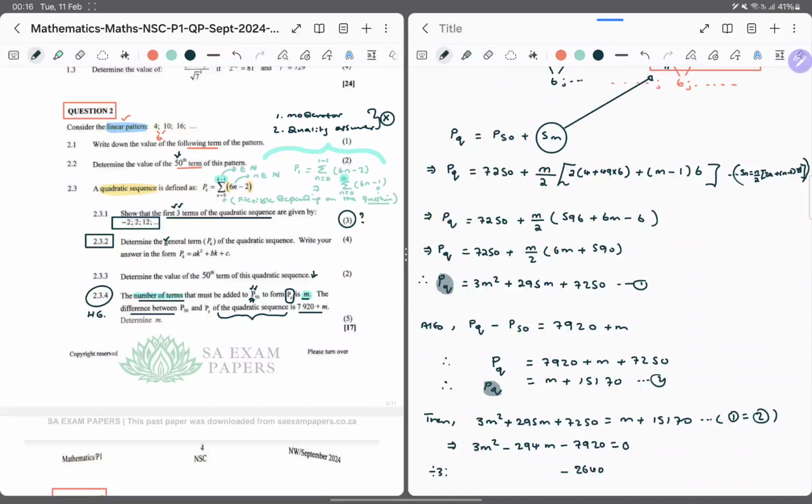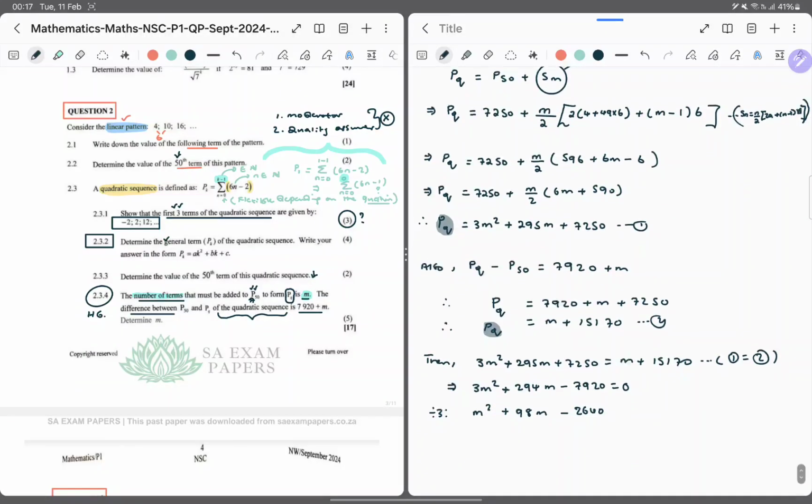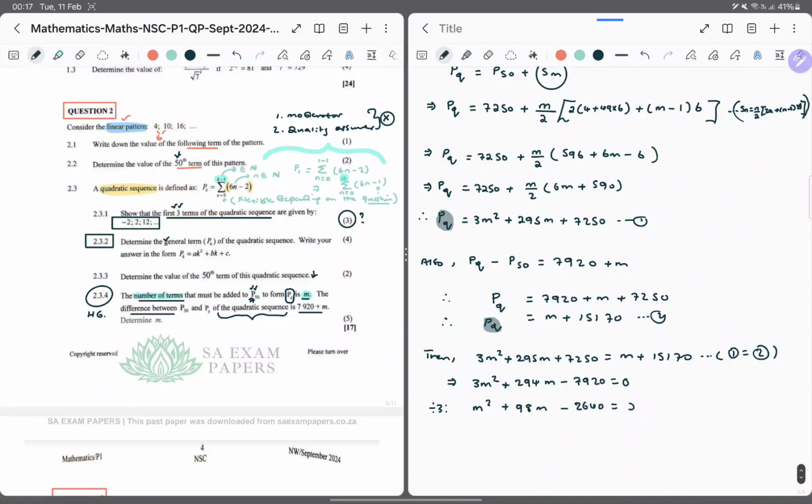All right, so let's see. But again, it's positive. The sign, guys. Okay, now we are good. Everything looks fine. Let's say 294, does it divide by 3? Yes, it does. 298. Now we've got just m squared, and this is equal to 0.